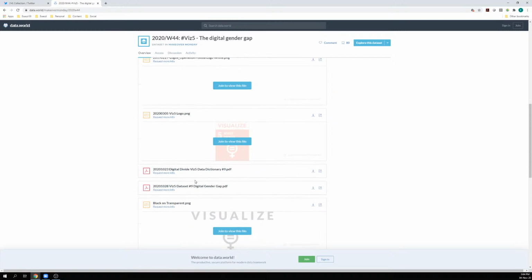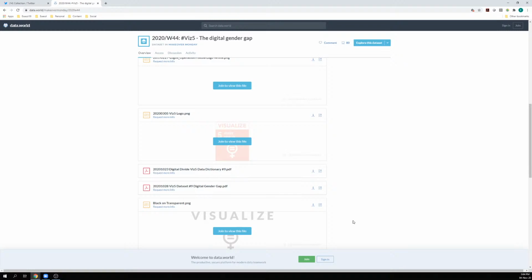The info packet is always labeled with the week and the theme. It's a PDF file. It typically has information about the theme, and goes into more detail about, in this case, the digital gender gap. It gives you tons of resources, quotes, references, and additional context. It's a really valuable document. I know for many of you, when you open it, it probably feels incredibly long. But even just quickly scanning through it can give you some really valuable insights into what's going on.